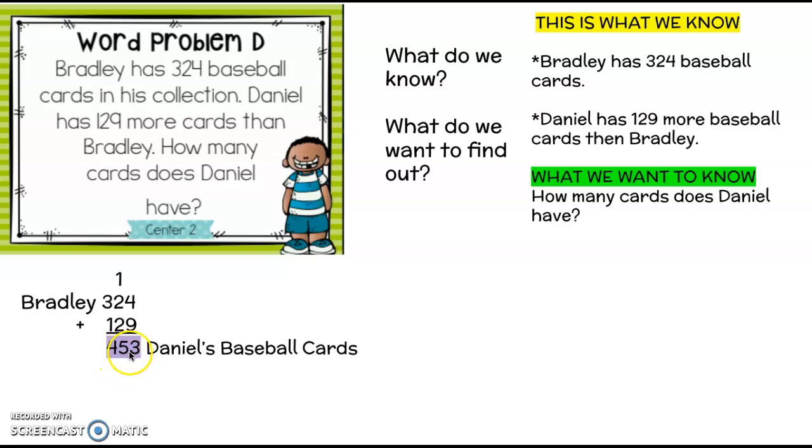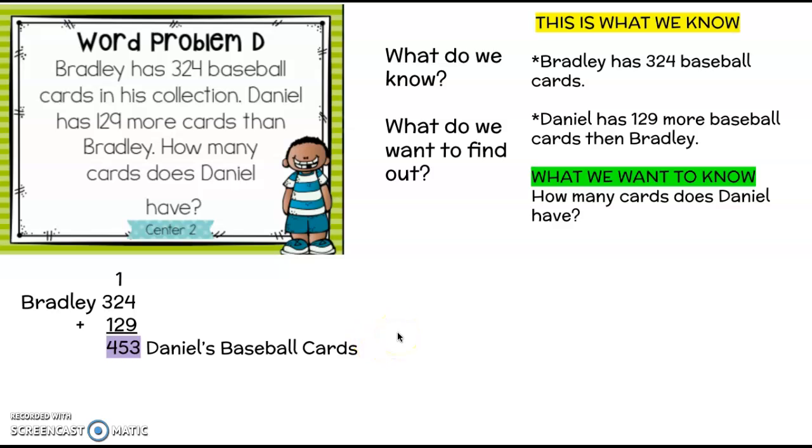Daniel has 453 cards. 9 plus 4 is 13. We put the 3 down here in the ones place and we carry the 1 in the tens place, regrouping it. And then we have 2 plus 2 is a double, 4, plus 1 is 5, and then 3 plus 1 is 4, so 493.